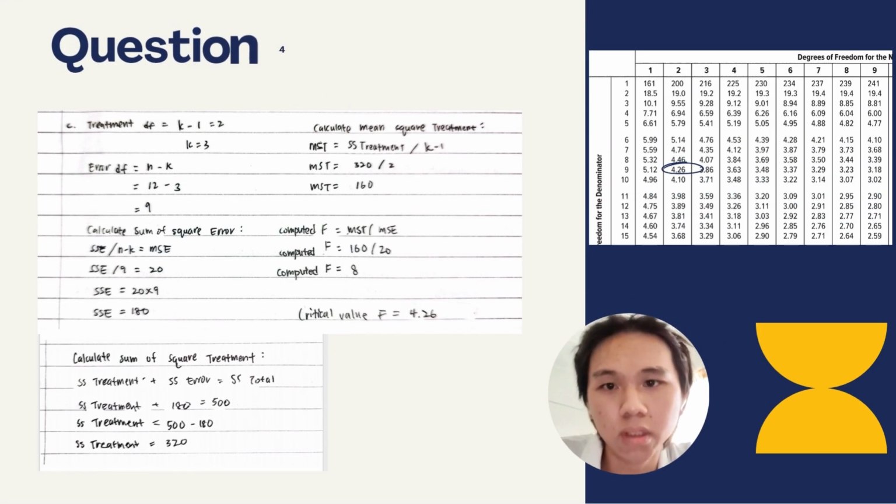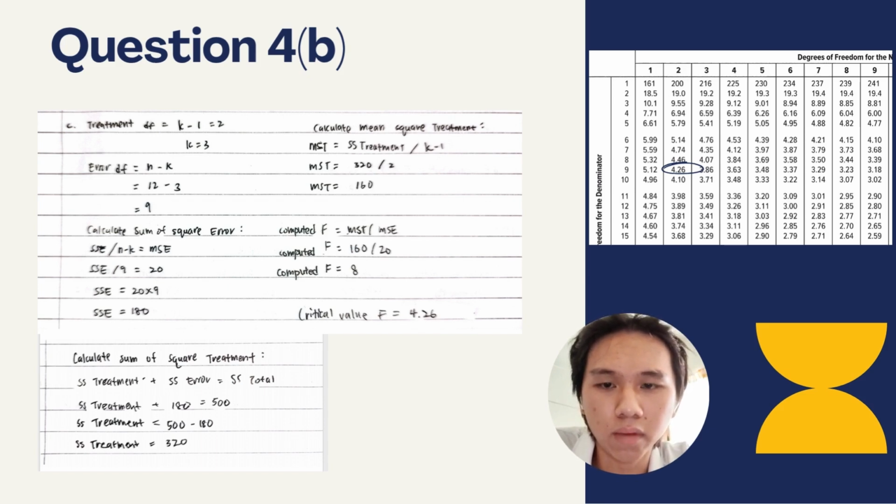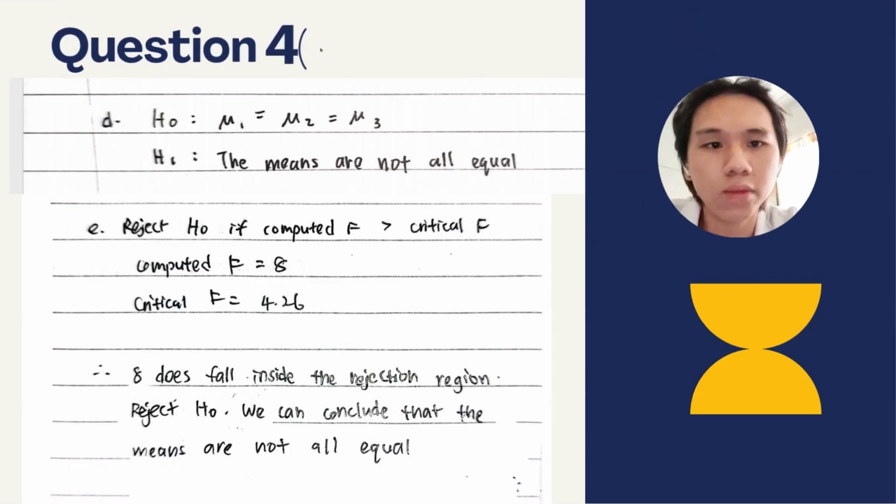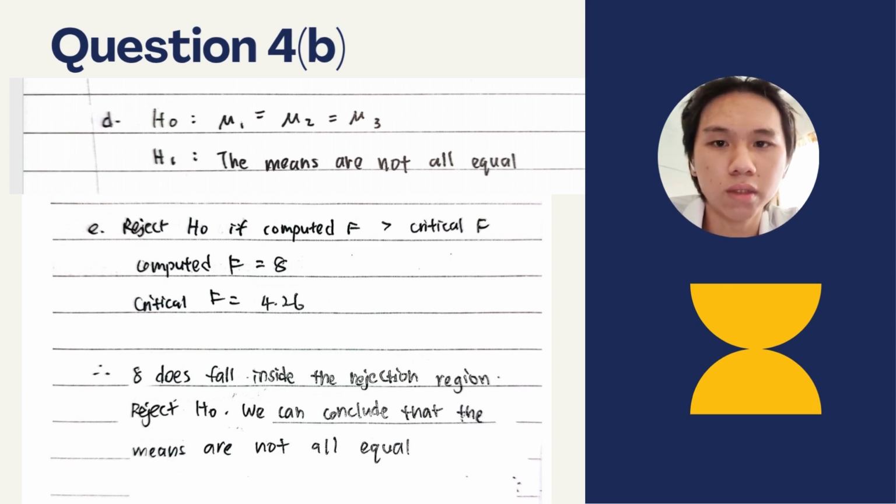For question C, we need to find the value of critical F, and after we find the treatment degree of freedom and the error degree of freedom, we can find it in the table for F values at the 0.05 significance level, and we can know that the critical value of F is equal to 4.26. For question D, we have to state the null hypothesis and the alternative hypothesis, which is H0: mu1 equals mu2 equals mu3, and H1: the means are not all equal.